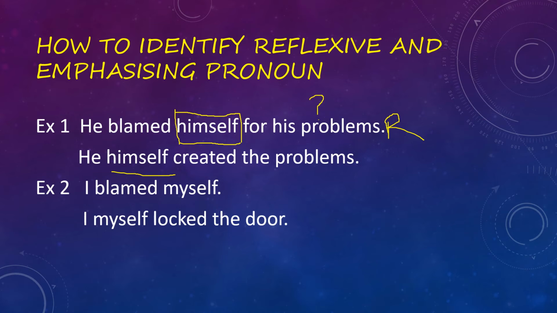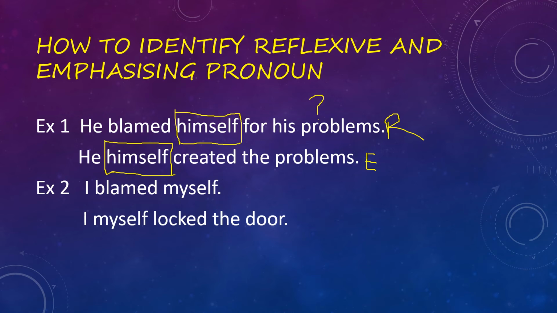Okay, in the next one, he himself created the problems. He himself created the problems. Now hide this pronoun himself and read the sentence. He created the problems. Now the sentence is complete, right? The meaning of the sentence is complete, even if we are not using this himself. So it is emphasizing.